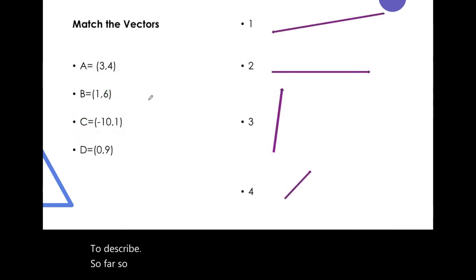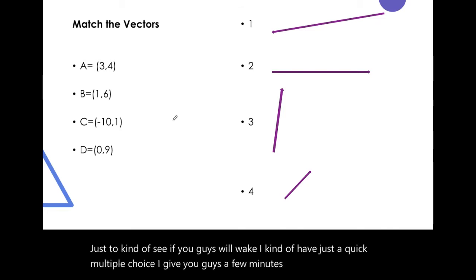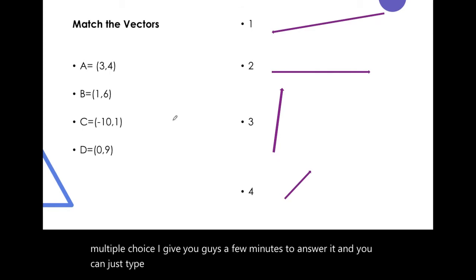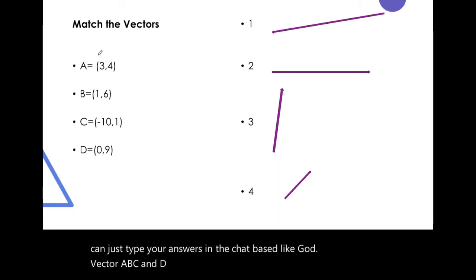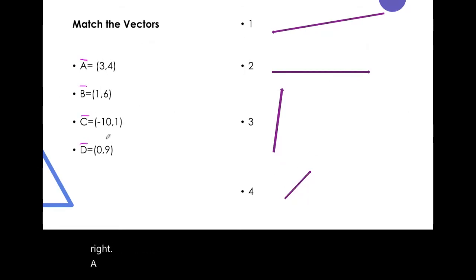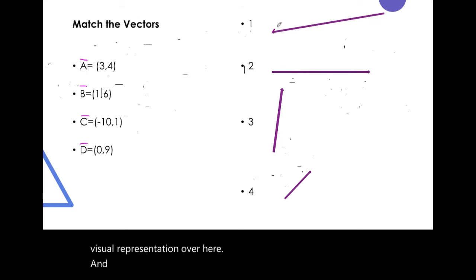Now, just to see if you guys are awake, I have a quick multiple choice. I'll give you a few minutes to answer it, and you can just type your answers in the chat. Basically, I have vectors A, B, C, and D on the left here, with bars on the top. Vector A is 3, 4, and I just want you to match it up with its visual representation over here. Let me make these arrows a little bigger.